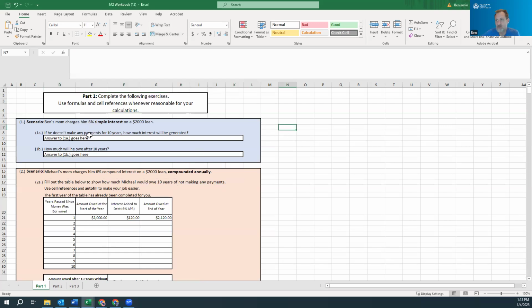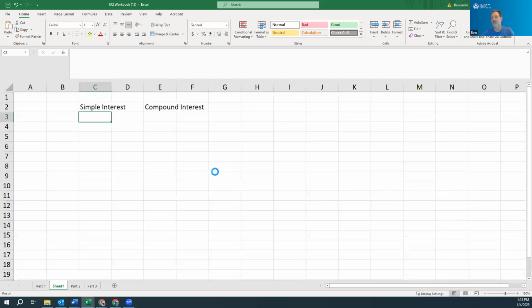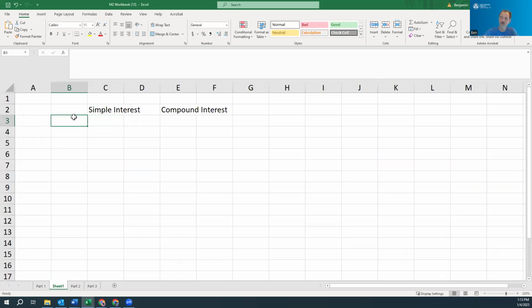Okay, so we're talking about 6% simple interest on a $2,000 loan. I guess the place I would start before I jump into doing this problem with you is breaking down simple interest versus compound interest. And the key thing about simple interest, let's actually just take a step back before we jump into simple interest and compound interest. What is interest?